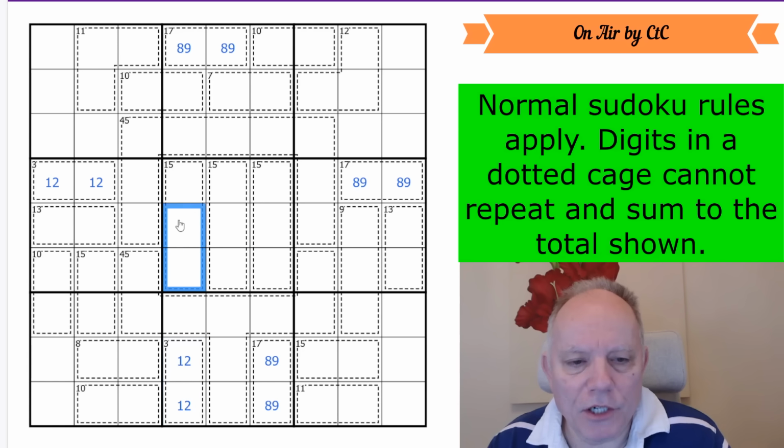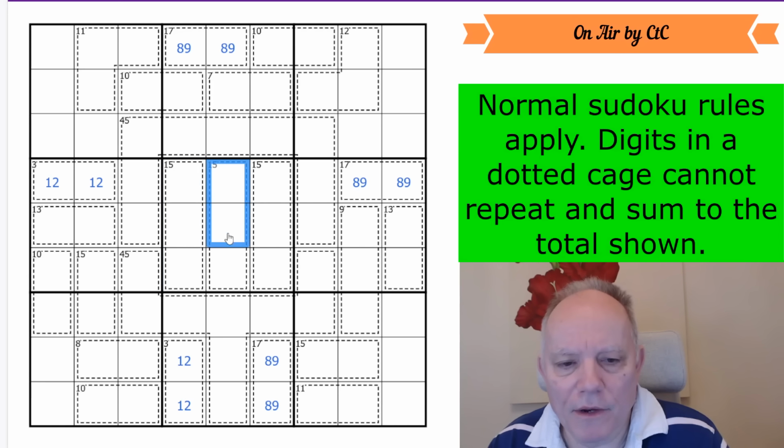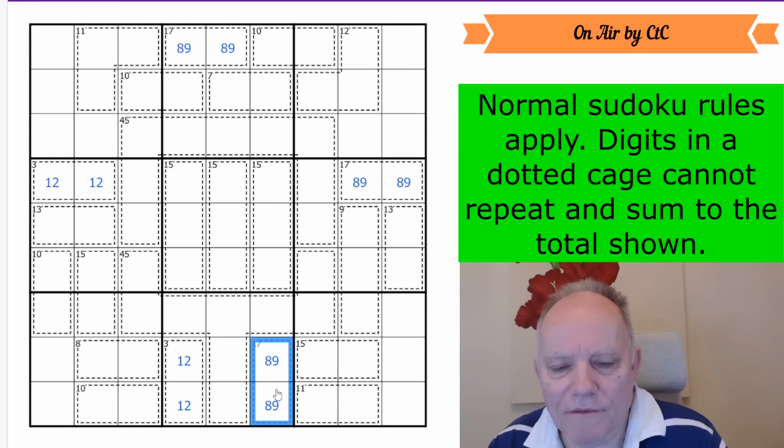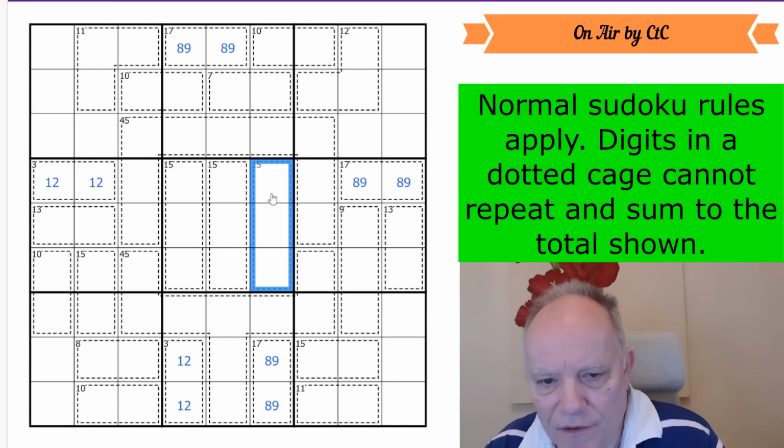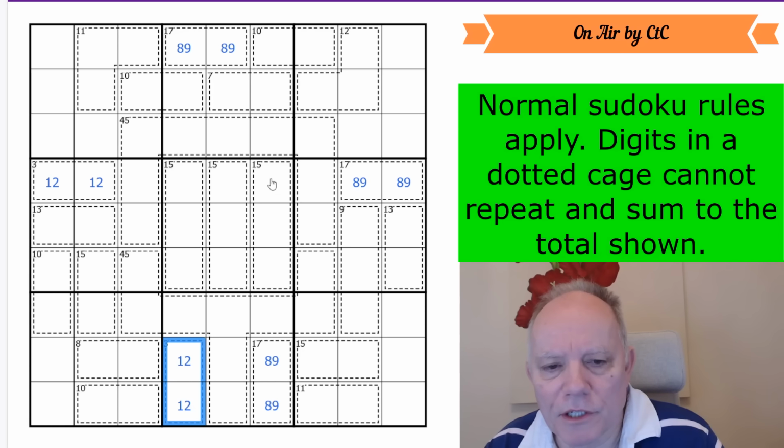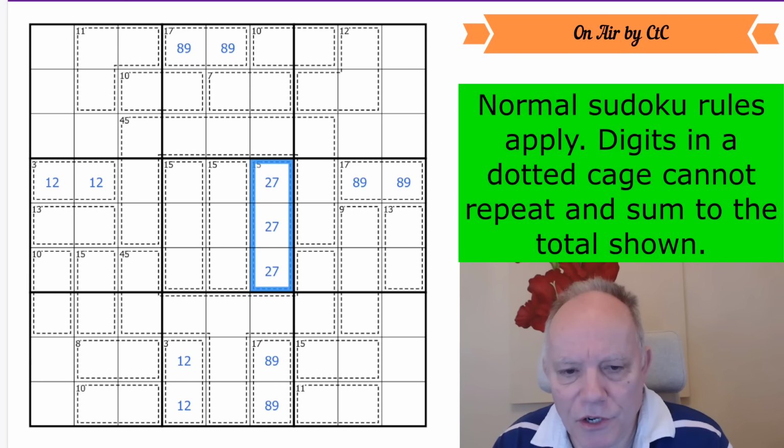And 1 and 2, which can't go in this cage. 1 and 2 can't go in the same cage because that would require a 12 to go with them. So one of them is in one of these cages and one of them is in the other one. And this cage in particular can't have 9 or 8. It could be 6, 5, 4, but now we know it's got a 1 or a 2 in it, so it can't be that anymore. So it must have a 7. It can't have a 1 or it would need another 7. So now it must have the 2, and it must be 7, 2, 6 to add up to the total.